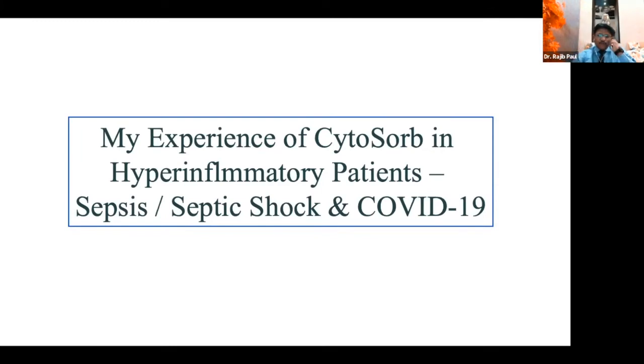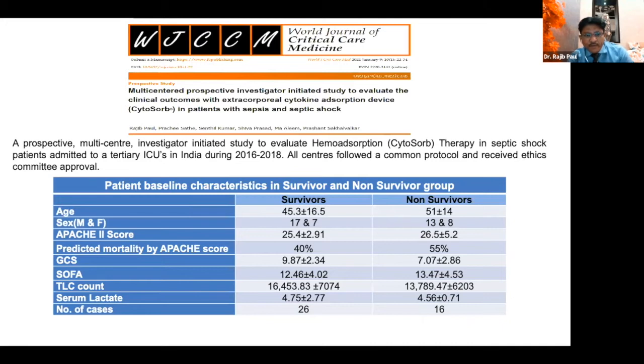Now, I will be sharing my experience, not only with COVID-19, but also from a presentation on septic shock and sepsis. This was published in the World Journal of Critical Care Medicine last year, and this year in January. This was the only prospective multi-center investigator-initiated study. Unfortunately, we don't have a randomized controlled study as yet, but this was as near as possible at the present moment. It was a prospective, multi-center, investigator-initiated study to evaluate Cytosorb or hemadsorption in septic shock in patients admitted to tertiary care units over a period of 2 years, 2016 to 2018.